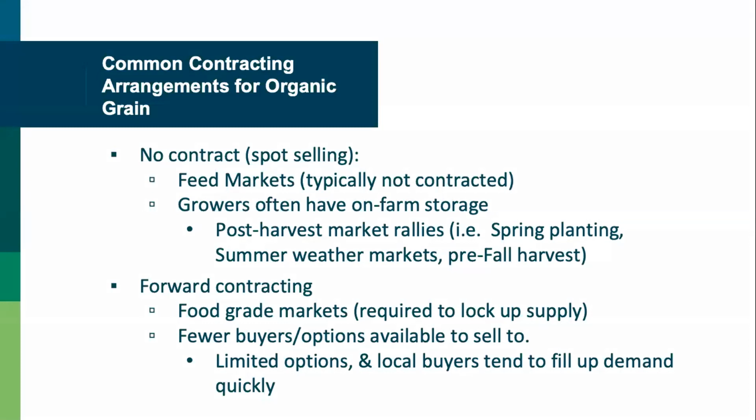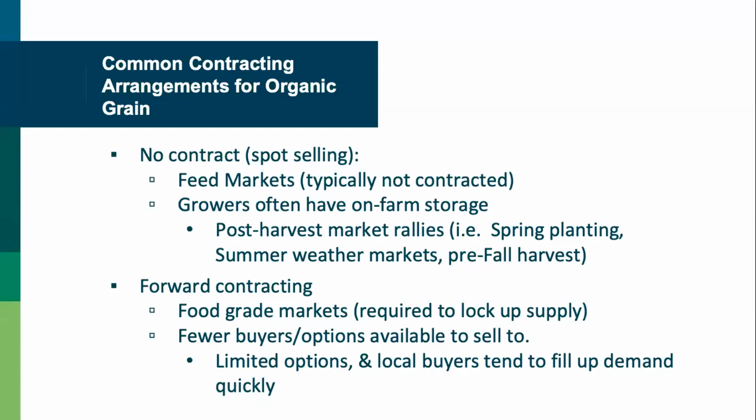Typically that is saved and reserved for food grade markets in particular. However, the demand is there, and if you can get into one of those programs directly, I highly suggest looking at that. The other common contracting mechanism, as I'm sure a lot of you are very familiar with, is no contract and just doing direct spot trades. And depending on the year, that can be a very effective strategy.